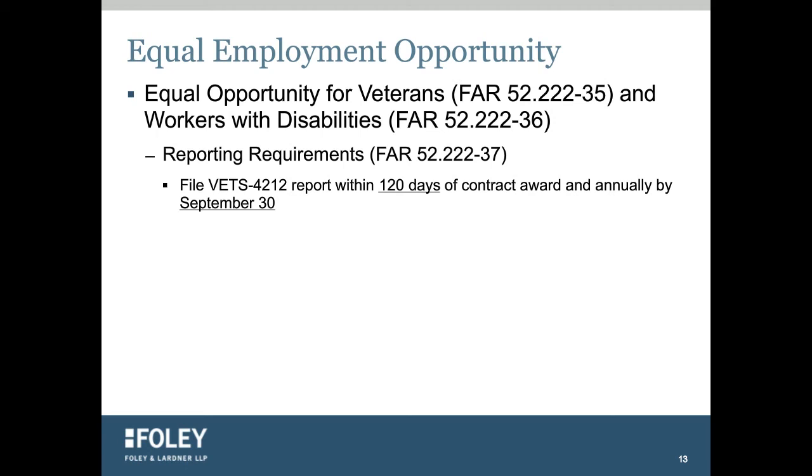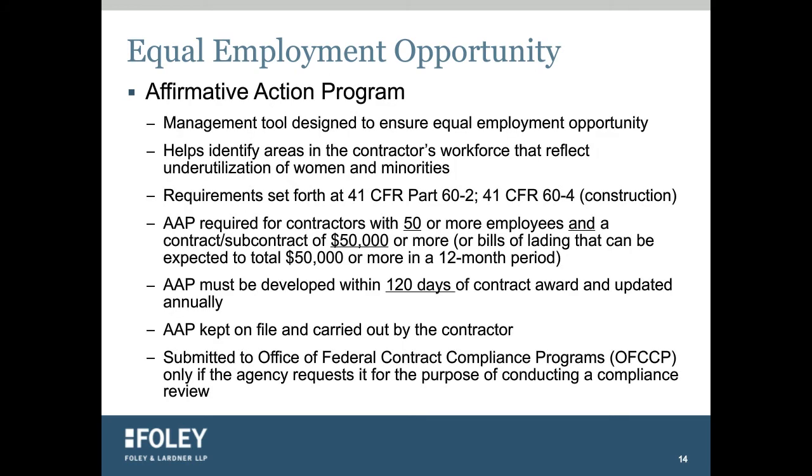The FAR and Department of Labor regulations require that contractors with 50 or more employees and contracts of $50,000 or more develop a written affirmative action program for each of its establishments. The programs have to be developed within 120 days of contract award, and they have to be updated annually.